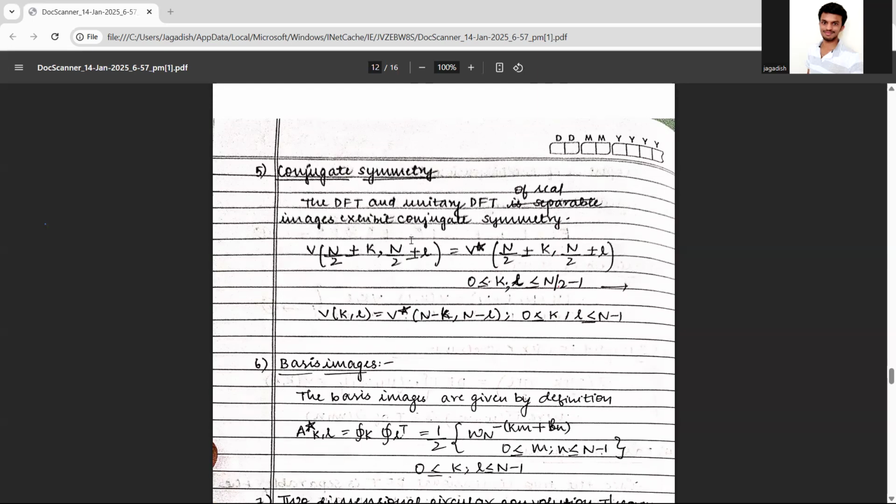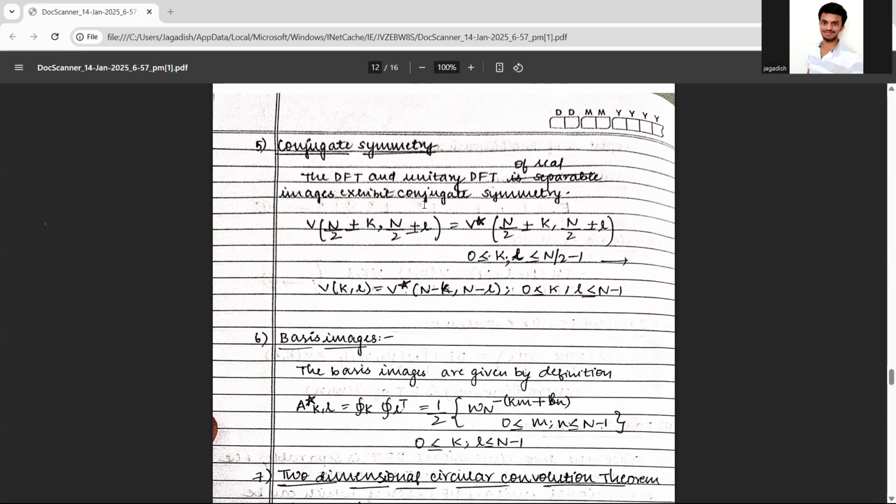The next one will be conjugate symmetry. So what happens in conjugate symmetry? The DFT and unitary DFT of real images exhibit the conjugate property. So V of n/2 plus or minus k, n/2 plus or minus l is equal to V star of n/2 plus or minus k, n/2 plus or minus l. This, students, you can write down later.